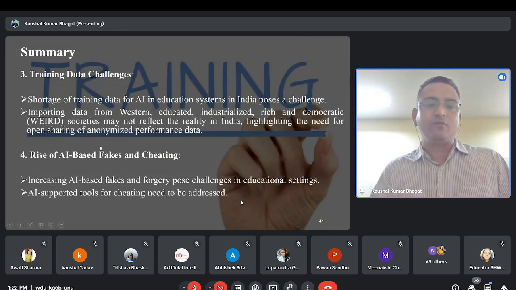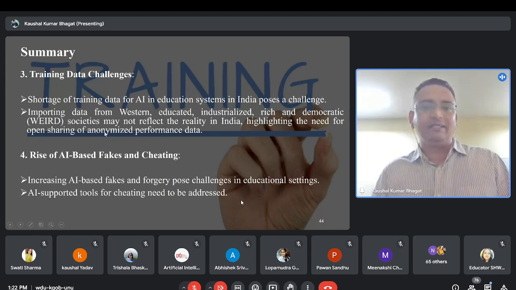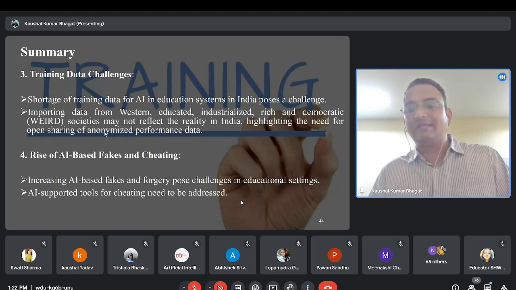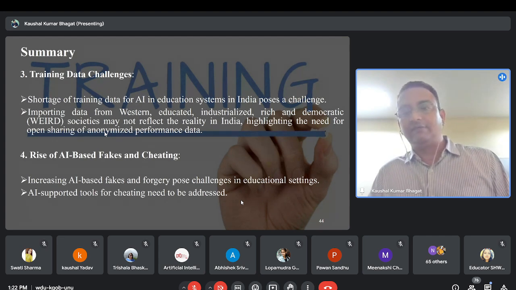Another problem, specifically when we are talking about India, is that most of the data that is available is from WEIRD countries. WEIRD is basically Western, educated, industrialized, rich and democratic societies, like Western people.